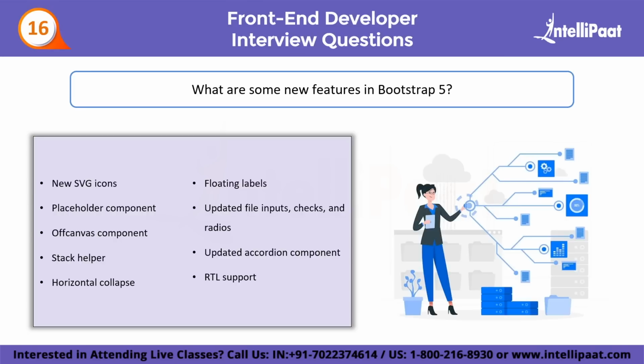The new placeholder component is added, which allows you to construct placeholder elements for text, photos, and other material. The new off-canvas component allows for more flexible creation of side-out menus and other off-screen navigation elements. With the new stack helper, you can build responsive stacks of items that can be stacked vertically on smaller screens and horizontally on bigger ones. Horizontal collapsing is now supported by the collapse component, which might be beneficial for designing accordions and other collapsible elements.